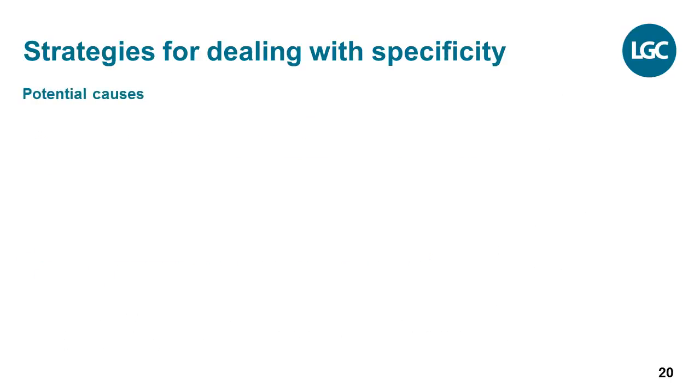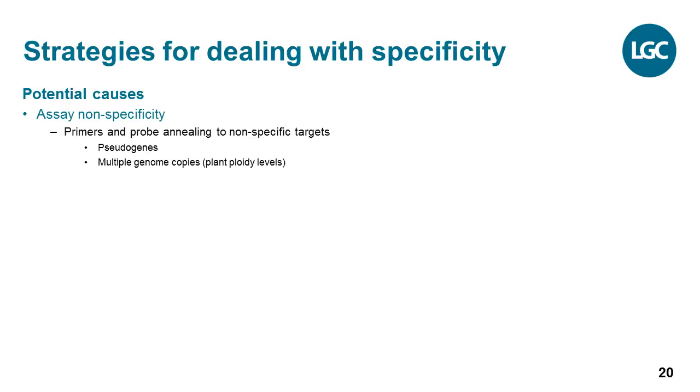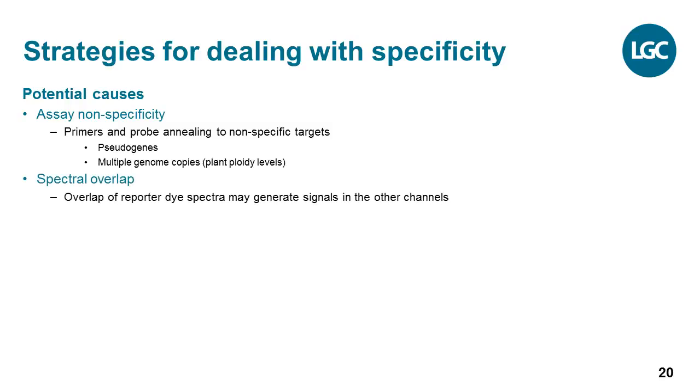Potential causes of specificity issues include non-specificity of the assay and spectral overlap. Non-specificity is where the primers and/or probe anneal to DNA sequences other than the primary target. This may occur when pseudogene sequences are present, or, alternatively, and particularly in plants, where duplicated regions of the genome exist. Spectral overlap is where an overlap in the emission spectra exists between assay fluorophores, which may lead to signal bleed through from one assay's detector to another.